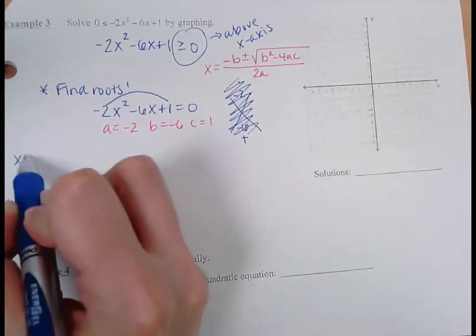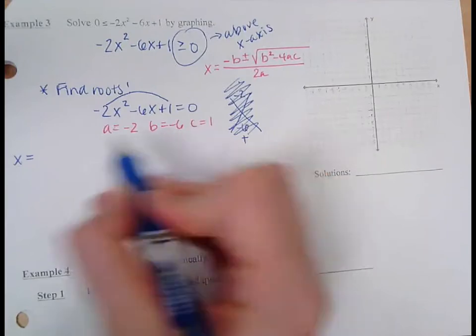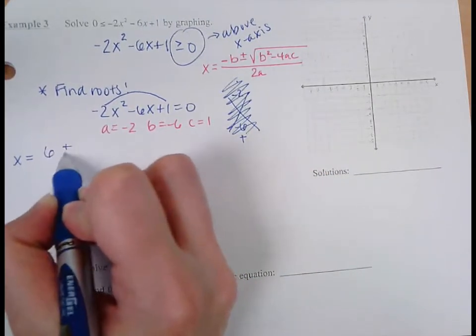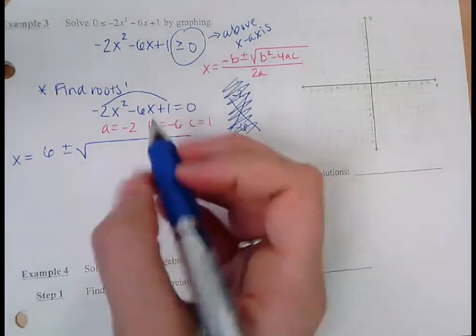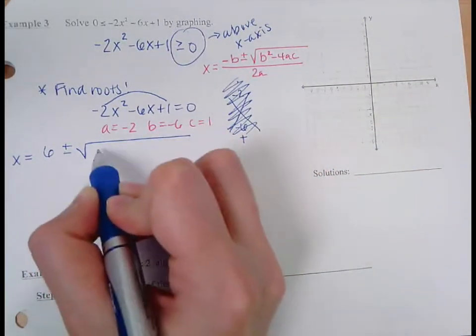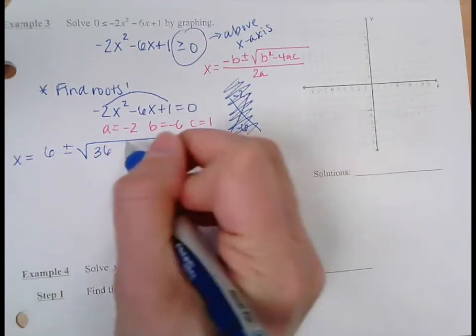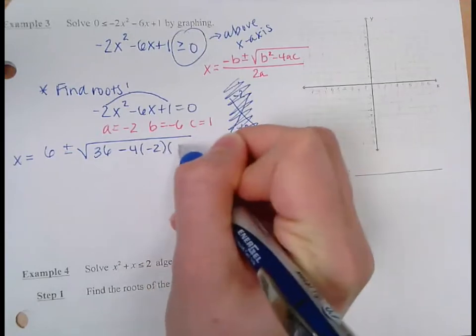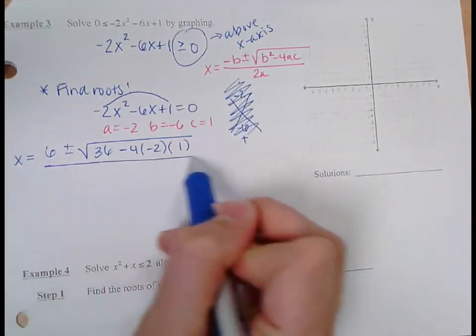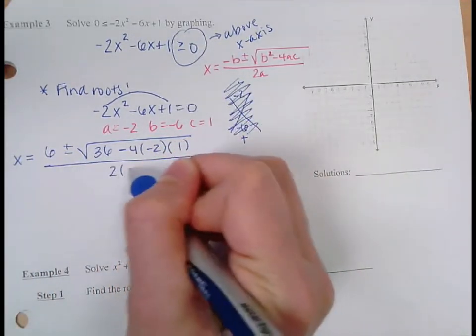So we have x equals the opposite of b, so positive 6, plus or minus the square root of b squared, so that would be negative 6 squared. I'm just going to write 36 right away. Minus 4 times a is negative 2 times c is 1. That's all over 2 times a is negative 2.